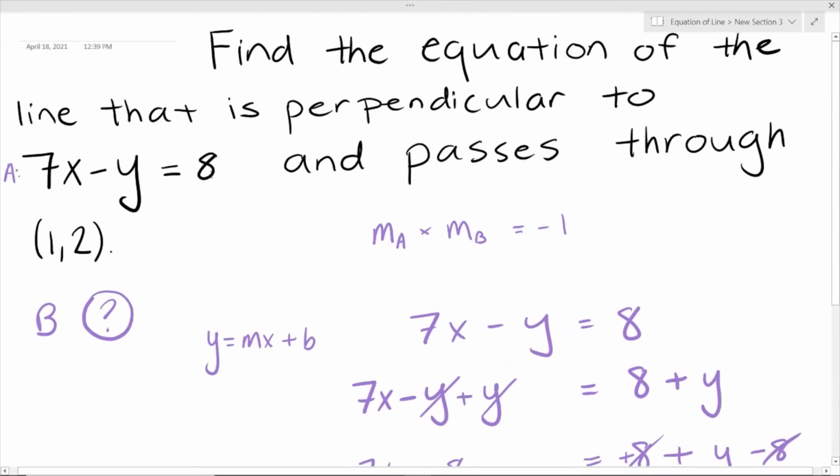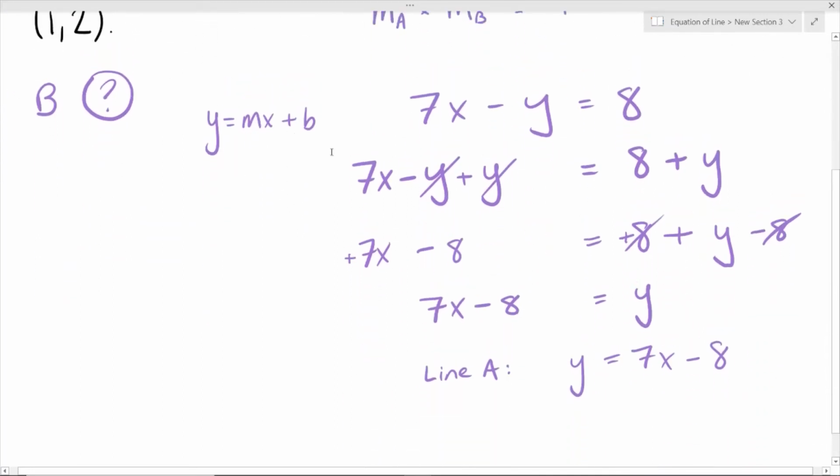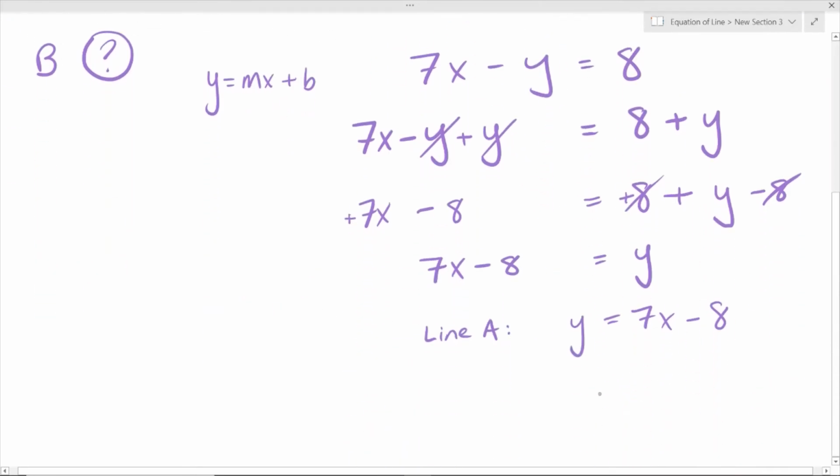Line A is this one. And now we change the equation to the form y equals mx plus b because we want to find the slope. If we match up with y equals mx plus b, we can see that our m matches up with 7, x matches up, and -8 matches with b. So our b is equal to -8, our m is equal to 7. We don't really care about b right now because we just need to know the slope. So the slope is equal to 7. This is the slope of line A.